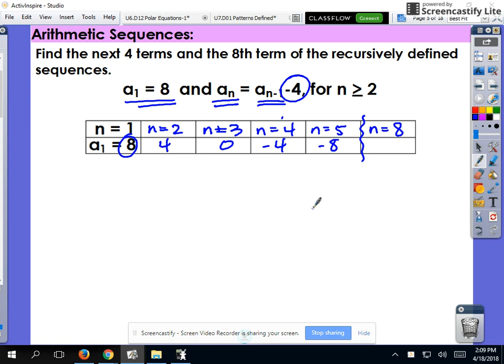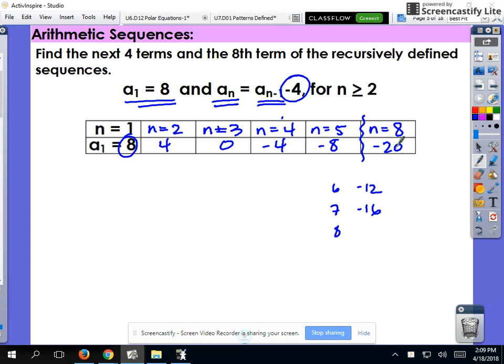For n equals 8, that's a few more times, so let's think of what would happen. So let's do a little. 6 would be negative 12. 7 would be negative 16. And then 8 would be negative 20. Are we all okay on that?